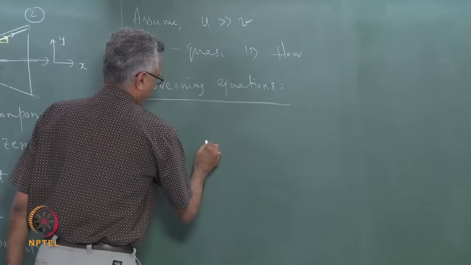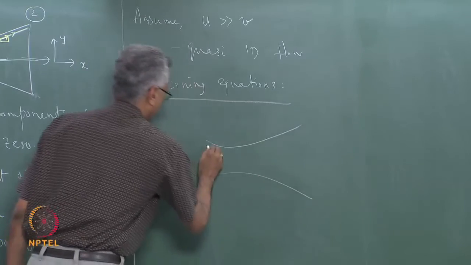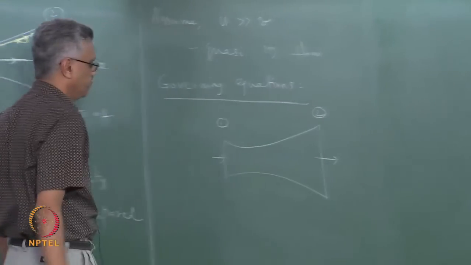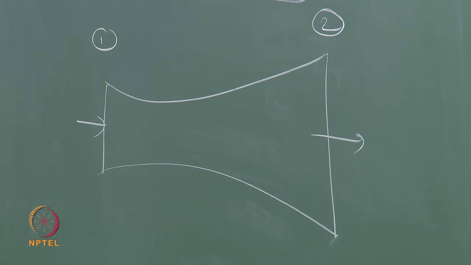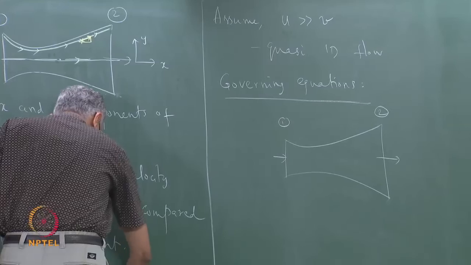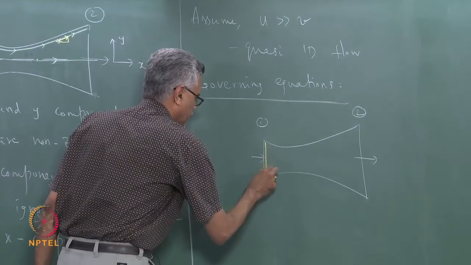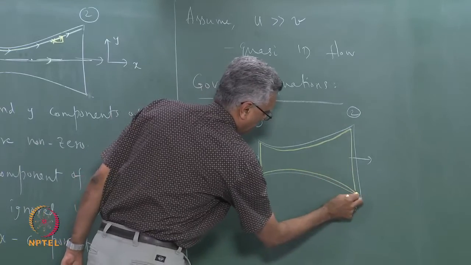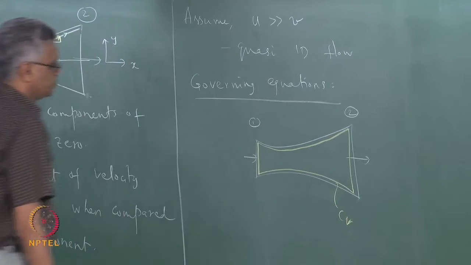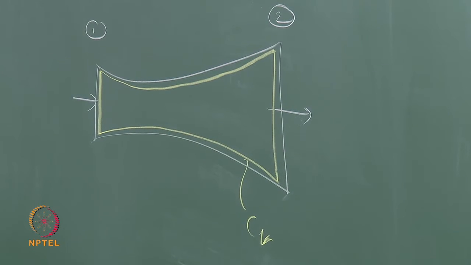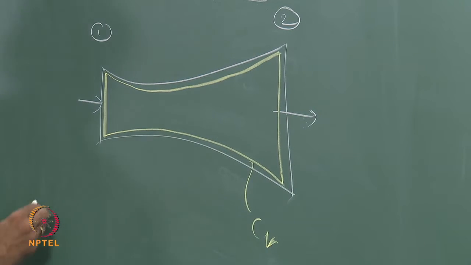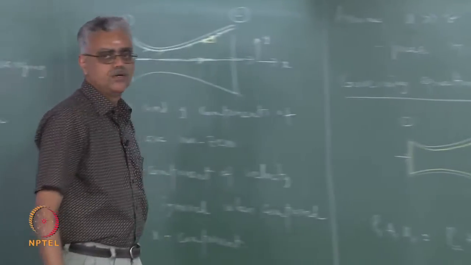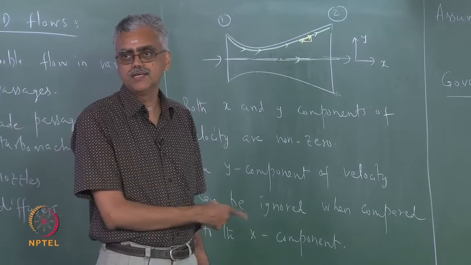So, if I look at a varying area passage, just like what I did before, let us say that I look at a passage like this. Let us call this state 1, let us call this exit state 2. If I take a control volume which is like this, if I sketch a control volume, if this is my control volume, then I can apply mass balance to this and write the mass balance equation as rho 1 A1 U1 is equal to rho 2 A2 U2. Notice that for the first time in our governing equations, the area explicitly appears.